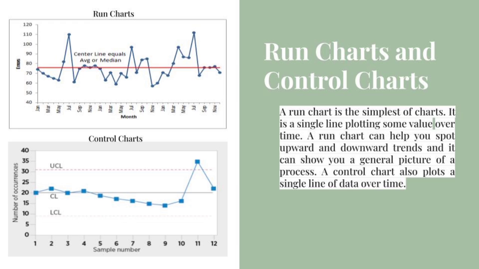Last topic is run charts and control charts. A run chart is the simplest of charts. It is a single line plotting some value over time. A run chart can help you spot upward and downward trends, and it can show you a general picture of a process. A control chart also plots a single line of data over time.